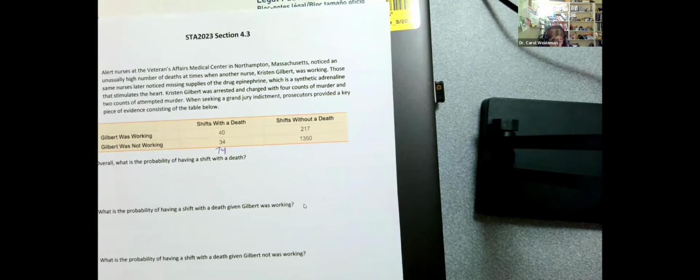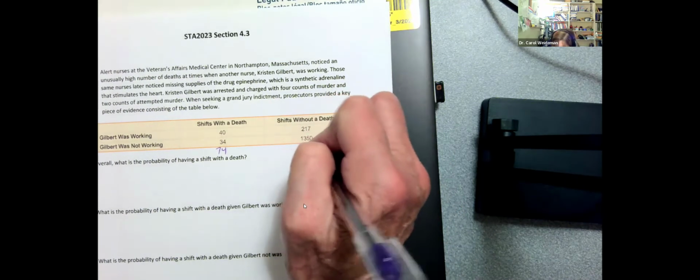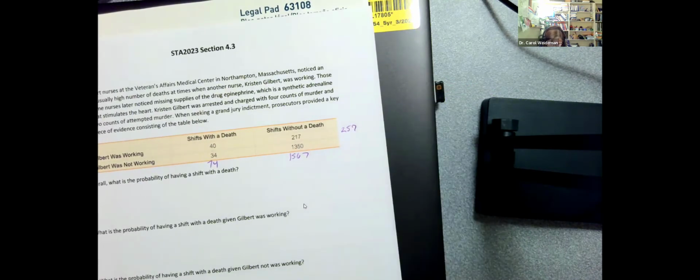And I need my totals. So let me just put these in real quick because you're going to need these to work the problem. 217 plus 50, 1,567. And this will be 257. 34 plus 1,350.